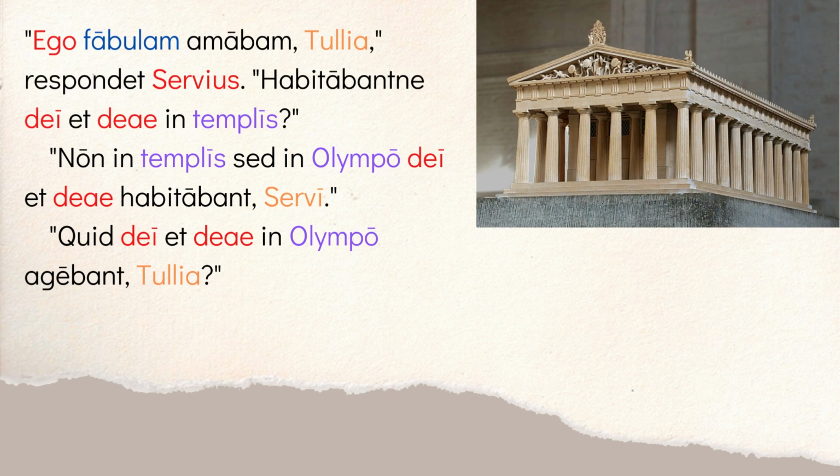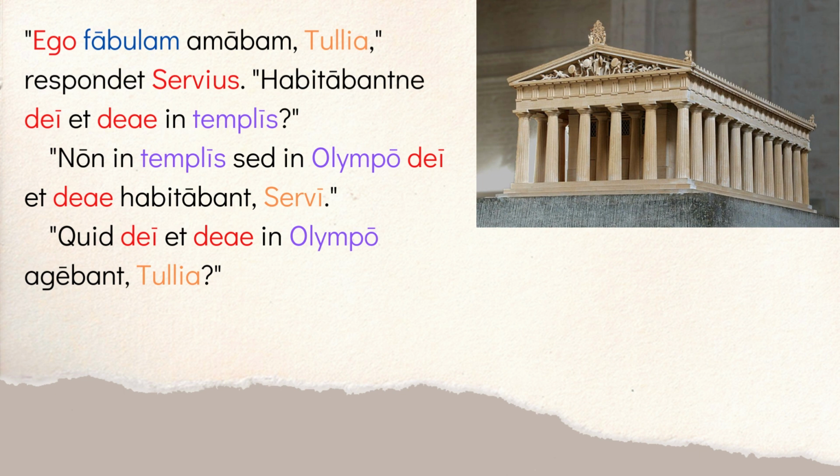And then you have the response in the next part. You have: Ego fabulam amabam, Tulia, respondet Servius. So she says, did you like the story, little Servius? And he responds, right? He says, I liked the story. And again, amabam is imperfect tense because it was over a period of time, right? So you have to envision that the story took, 5, 10 minutes, whatever.